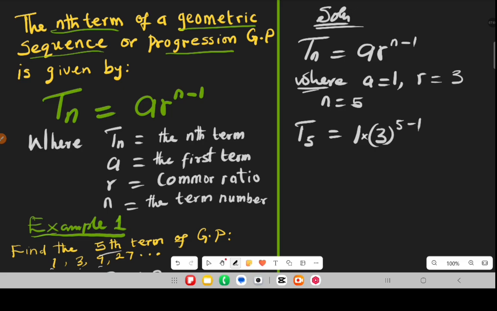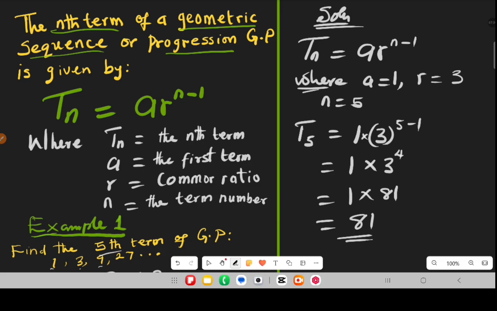5 minus 1. If we continue, we have 1 times 3 raised to the power of 4, because 5 minus 1 gives us 4. Then 3 raised to the power of 4 means 3 times 3, 4 times, which gives us 81. Then 1 times 81 gives us 81. So 81 is the fifth term.